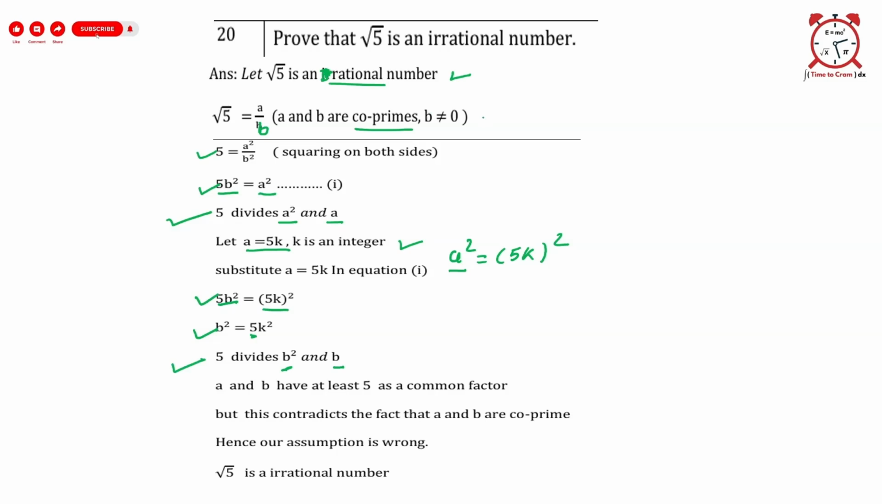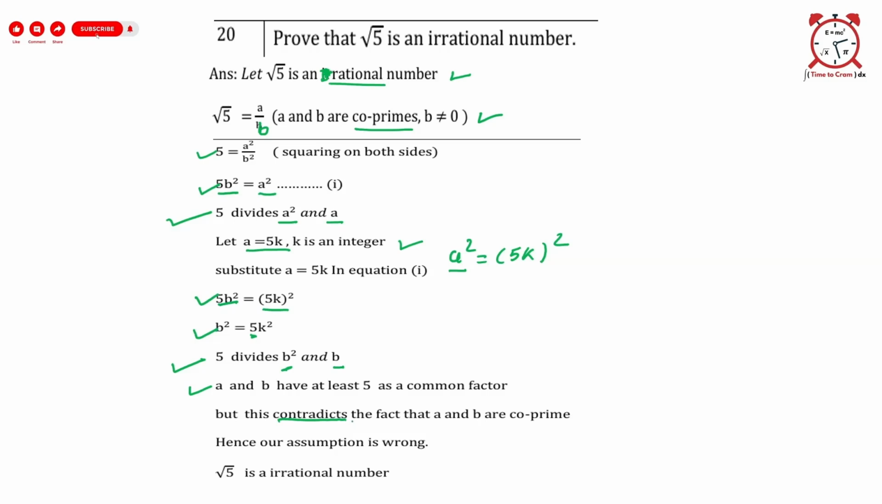But what was our assumption? That they are co-prime numbers, with no common factors. Here we are getting 5 as a common factor for both a and b. So that is why we write the next statement in that way: a and b have at least 5 as a common factor. But this is a contradiction.